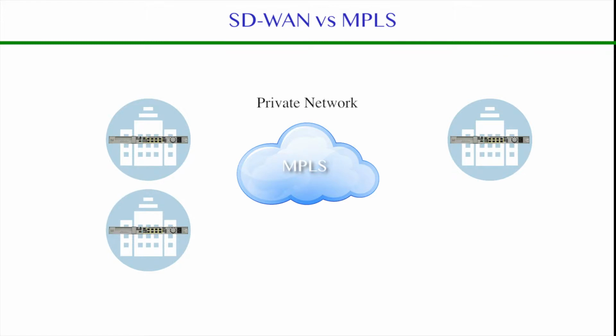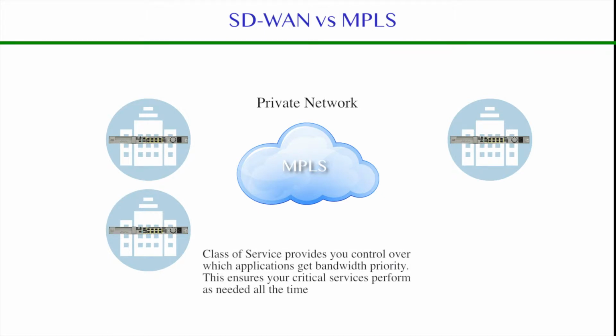There's also an important performance benefit, and that's what we call class of service. Class of service provides you control over which applications get bandwidth priority. This element ensures that your critical services perform as needed all the time. Without this feature, all of your network applications would end up competing for the same bandwidth. Do you really want your YouTube sessions competing with your database and voice applications? Probably not.